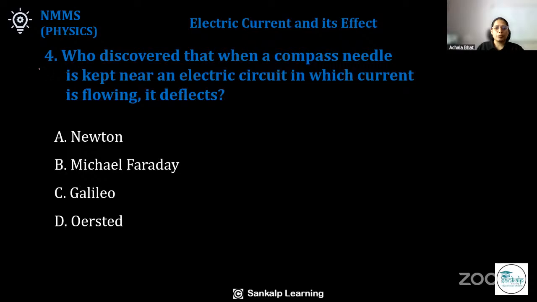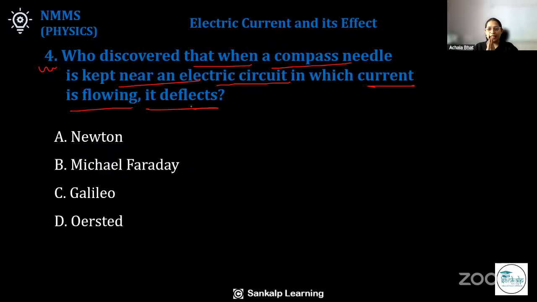Let us see question number 4 of NMMS Physics chapter Electric Current and its Effect. Who discovered that when a compass needle is kept near an electric circuit in which current is flowing, it deflects? See, a compass needle is affected by a magnetic field, right? It deflects when we keep it near a magnetic field.